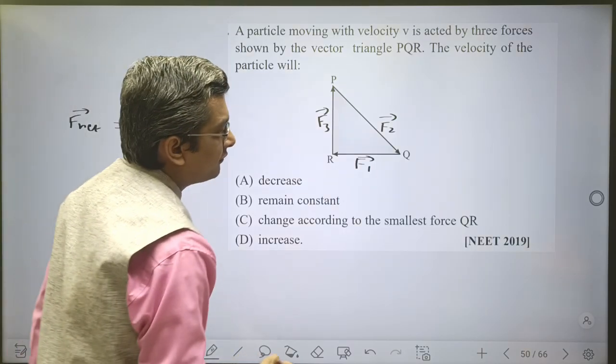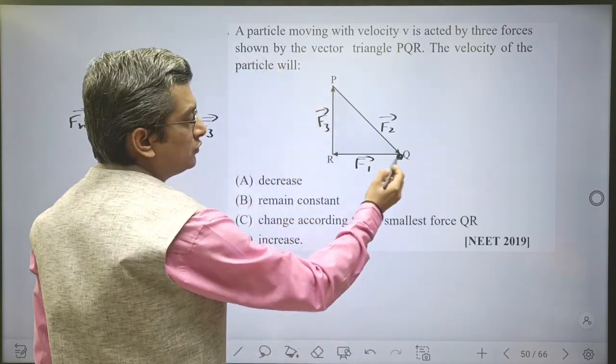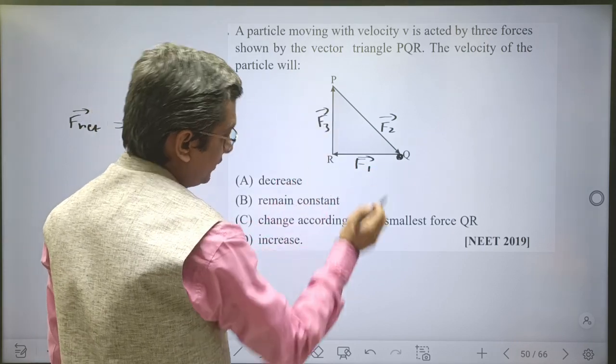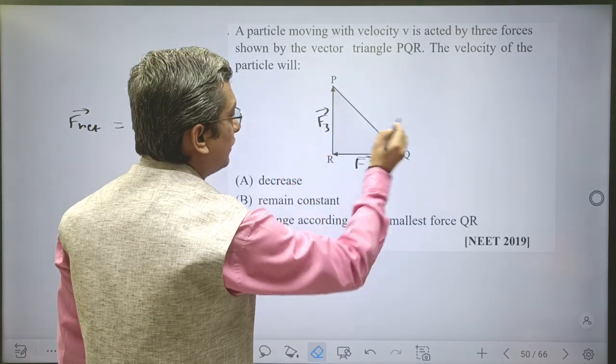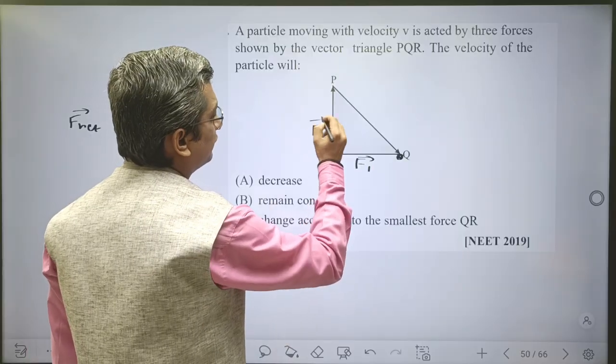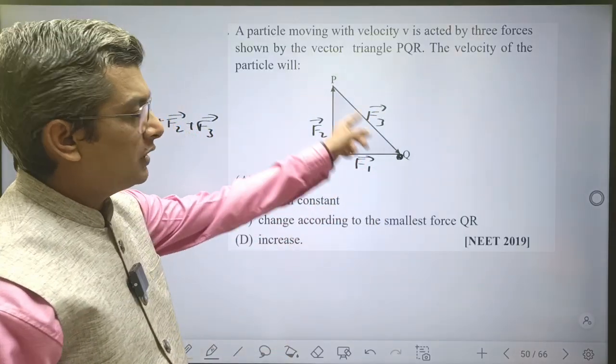So dear students, F1 is starting from this point, that is point Q. Then you go to the point R, that is F1 vector, then F2 vector, and finally this is F3 vector. Just by following the sequence, take this as F2 and this as F3. It doesn't change the answer, but this is F1 vector, F2 vector, and F3 vector.